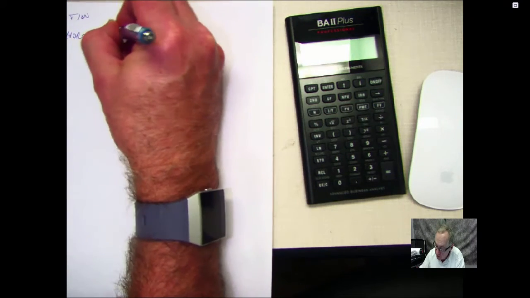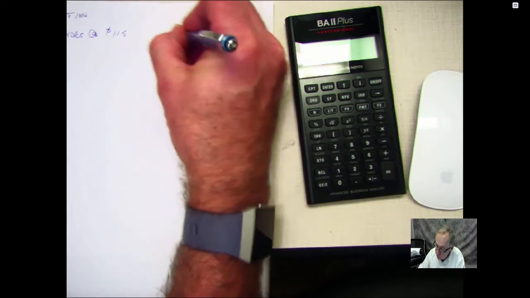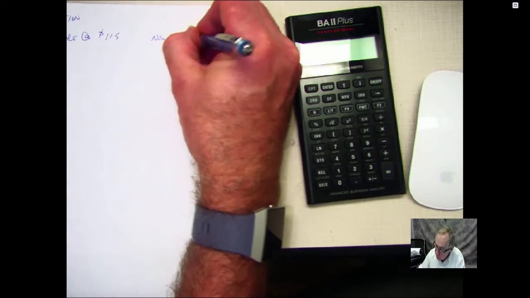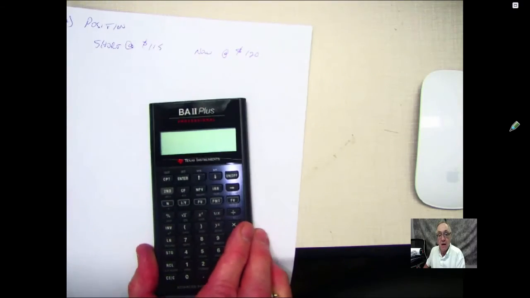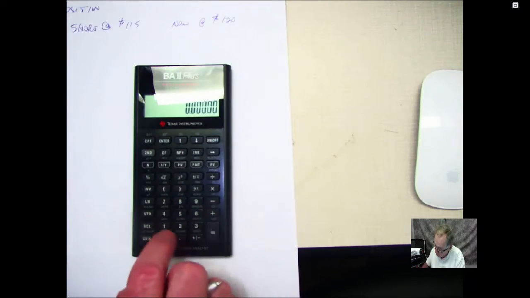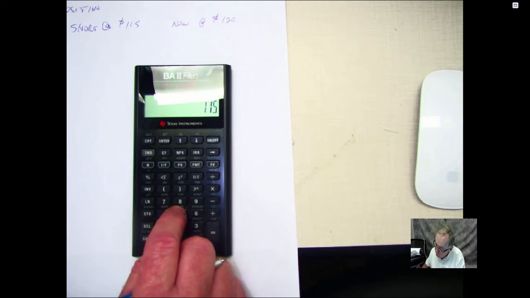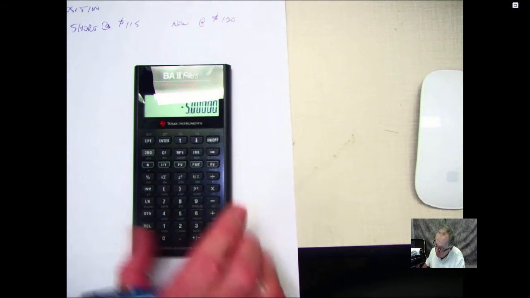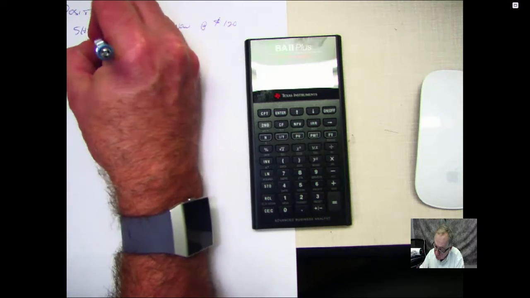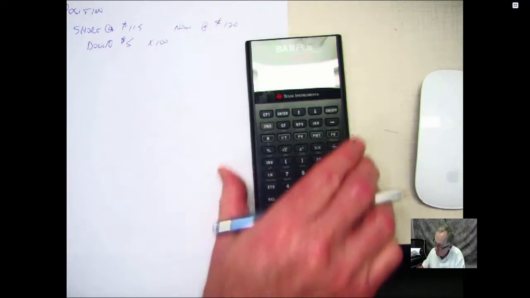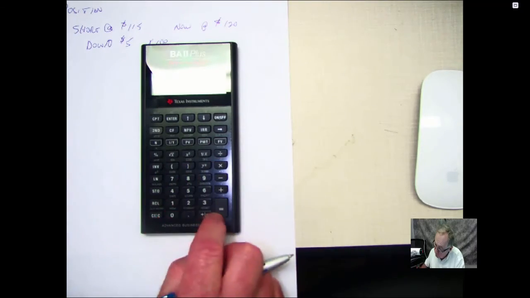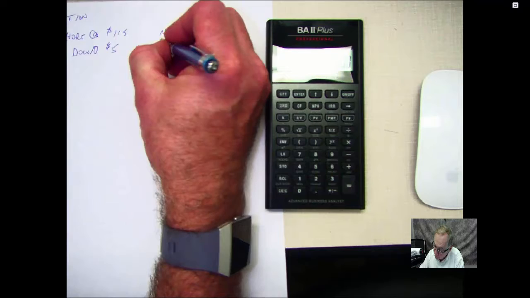Okay, so what's happened to our position? We're short at 115, and the price is now 120. We're down $5 per share. That's easy. And on 100 shares, $500.